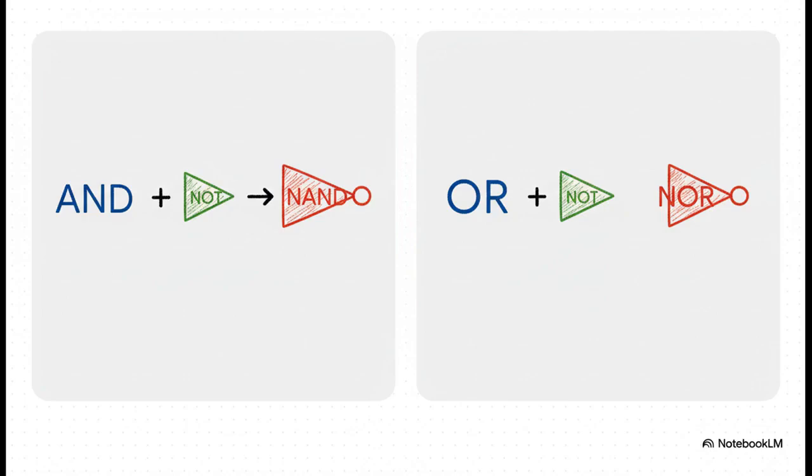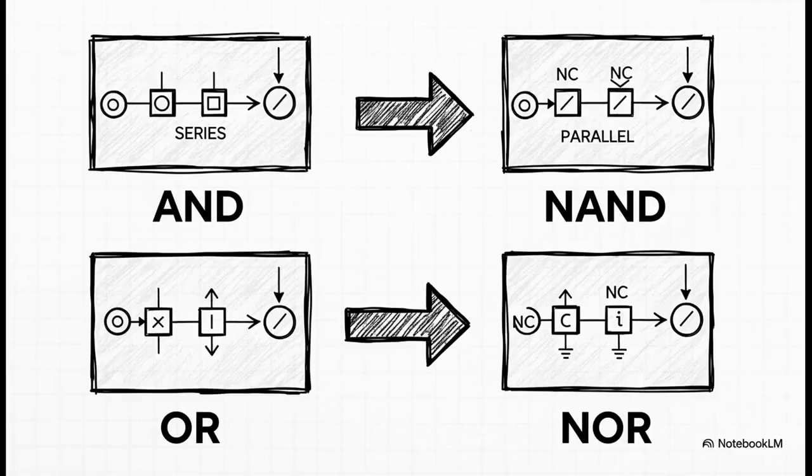A NAND gate is just a not AND gate. It does the exact opposite of the AND gate we just saw. So its output is always on unless both inputs are on. And you guessed it, a NOR gate is a not OR gate. Its output is on only when both of its inputs are completely off.